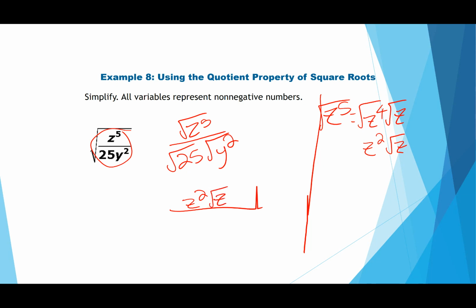On the bottom, well, I think these are pretty straightforward. Square root of 25 is 5, and the square root of y squared is y. So I don't really have to pull them off to the side to do them because they're both perfect squares. They both work perfectly well. So my answer is that right there.